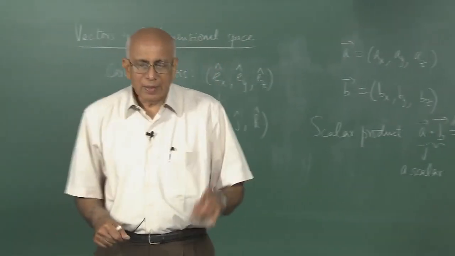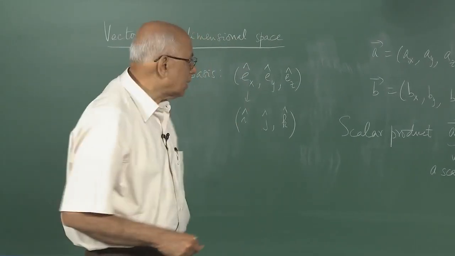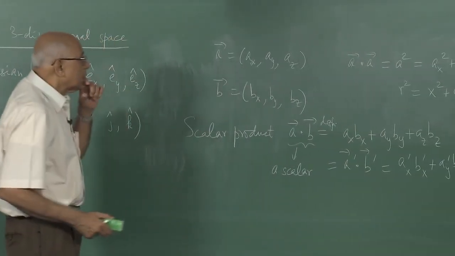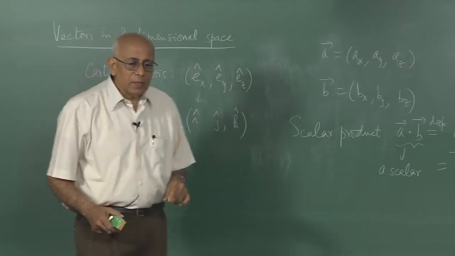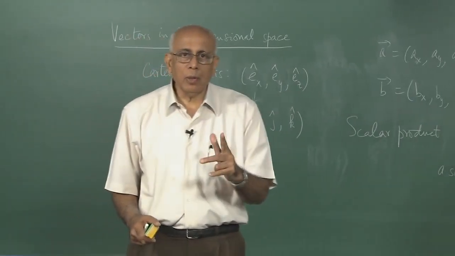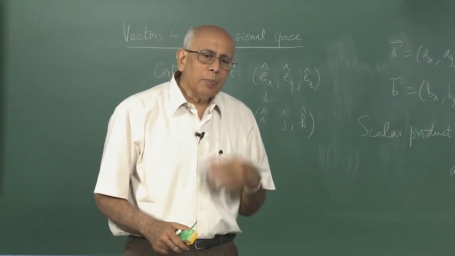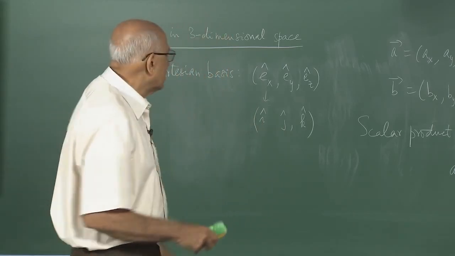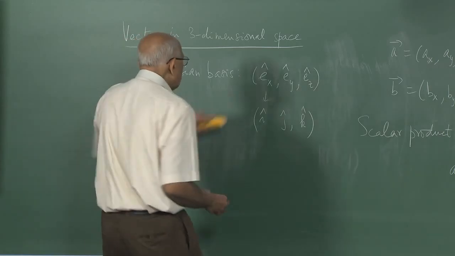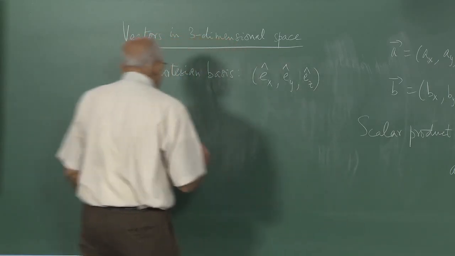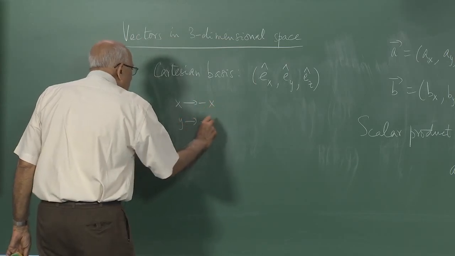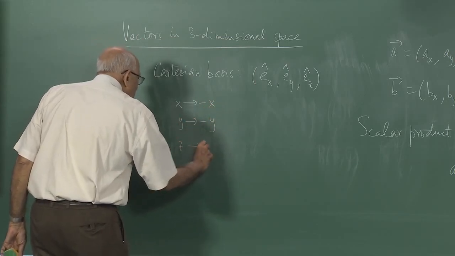But in 3 dimensions something else happens, something very special happens. But before that we will answer this question of what happens if instead of a proper rotation about the origin, I look at an improper transformation similar to the reflection I looked at in 2 dimensions. So suppose I look at a transformation under which x goes to minus x, y goes to minus y, and z goes to minus z.